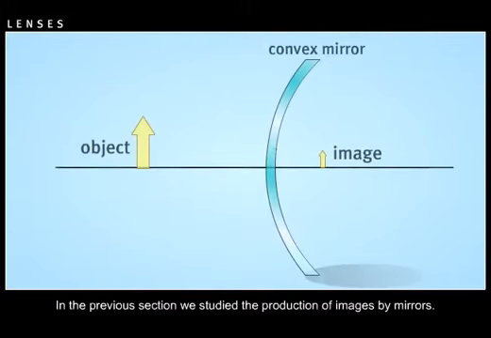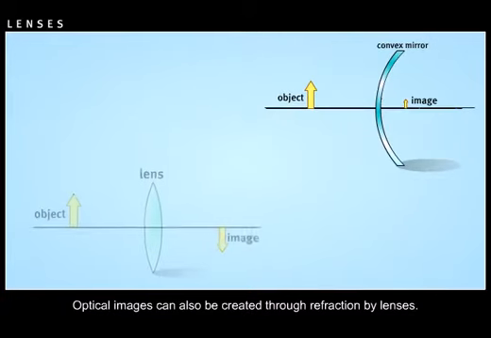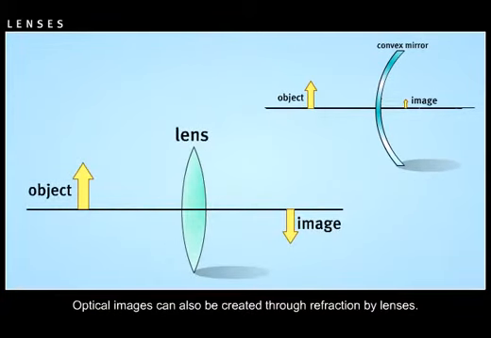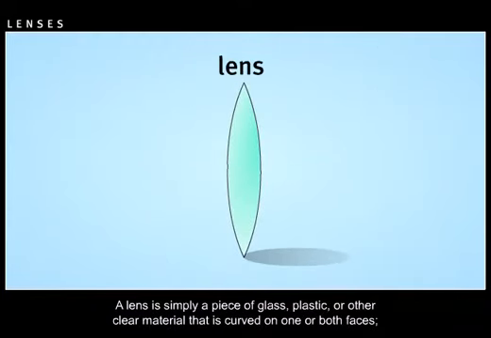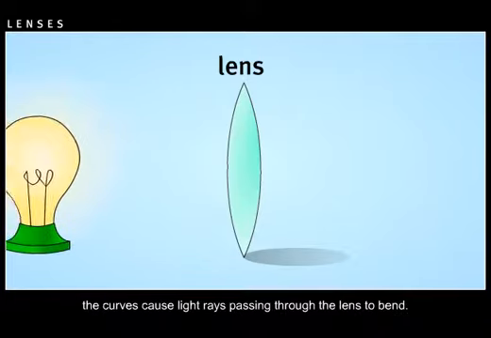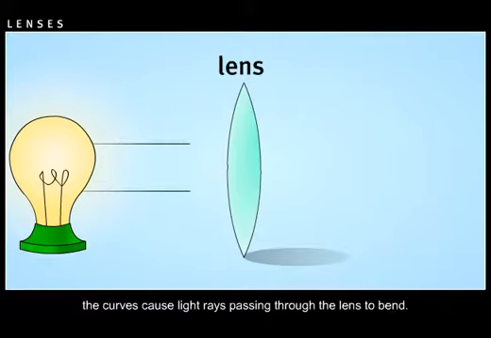In the previous section, we studied the production of images by mirrors. Optical images can also be created through refraction by lenses. A lens is simply a piece of glass, plastic, or other clear material that is curved on one or both faces. The curves cause light rays passing through the lens to bend.